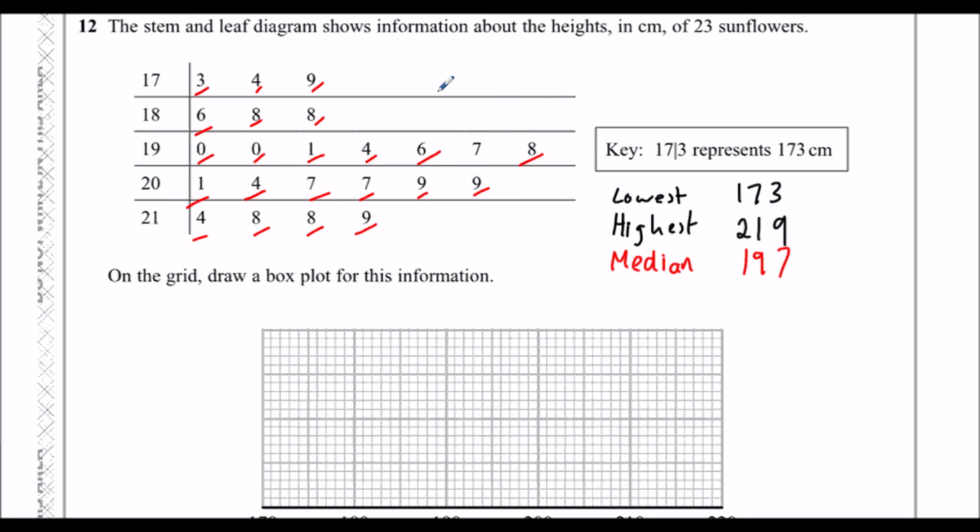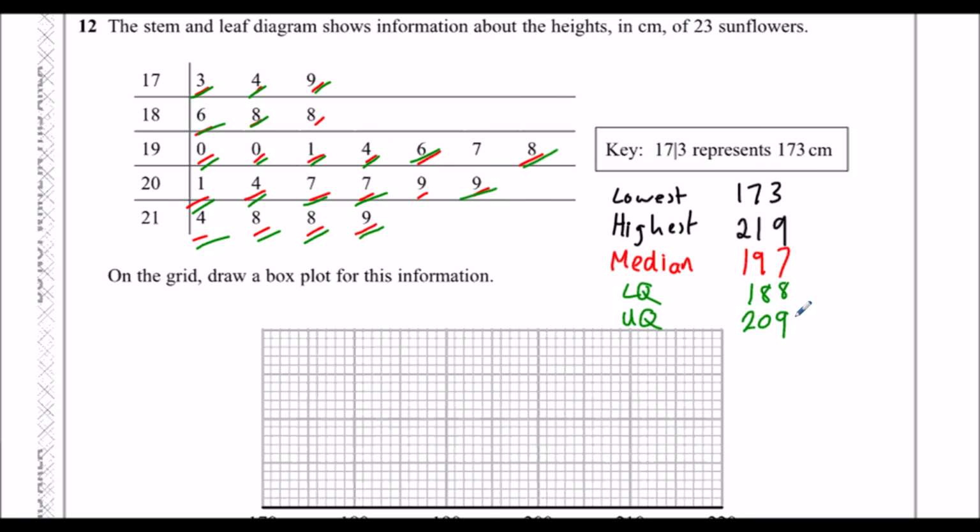I need to find the lower quartile and the upper quartile as well. So the lower quartile is like the median for the lower half. It's 25% of the way through the data. So again, for the lower half, I'm going to cross off on both sides. There were 11 on each side, so it's going to be 1, 2, 3, 4, 5, and 1, 2, 3, 4, 5. So the lower quartile is 188. And again, for the upper quartile, 1, 2, 3, 4, 5, 1, 2, 3, 4, 5. The upper quartile is at 209.